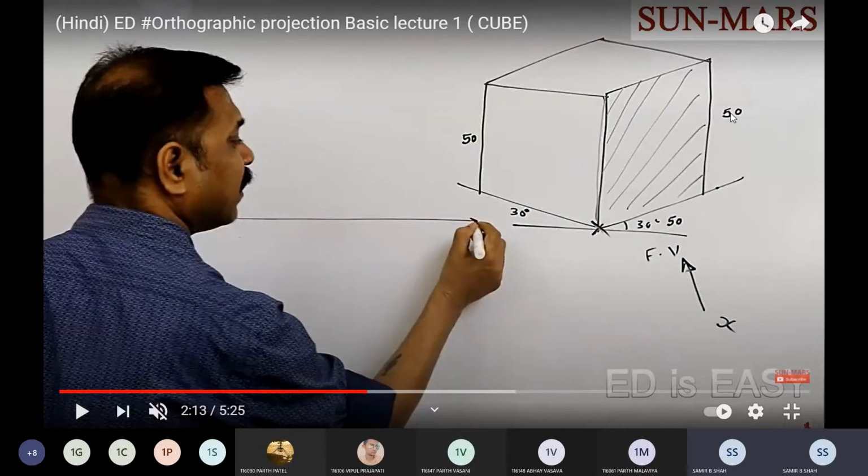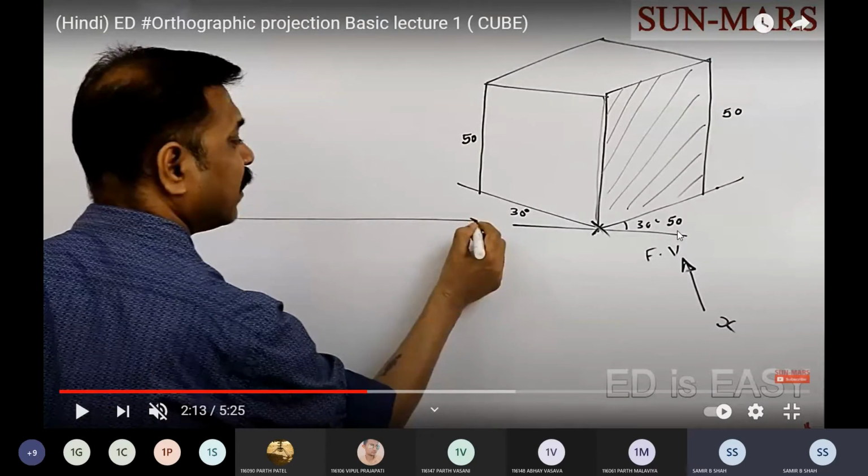If you want to write them, please write down this thing. Front view means length into height, while top view, this is called a top view or plan, means length and width. While the side view means height and width. This is the arrow, so it is considered as a front view.